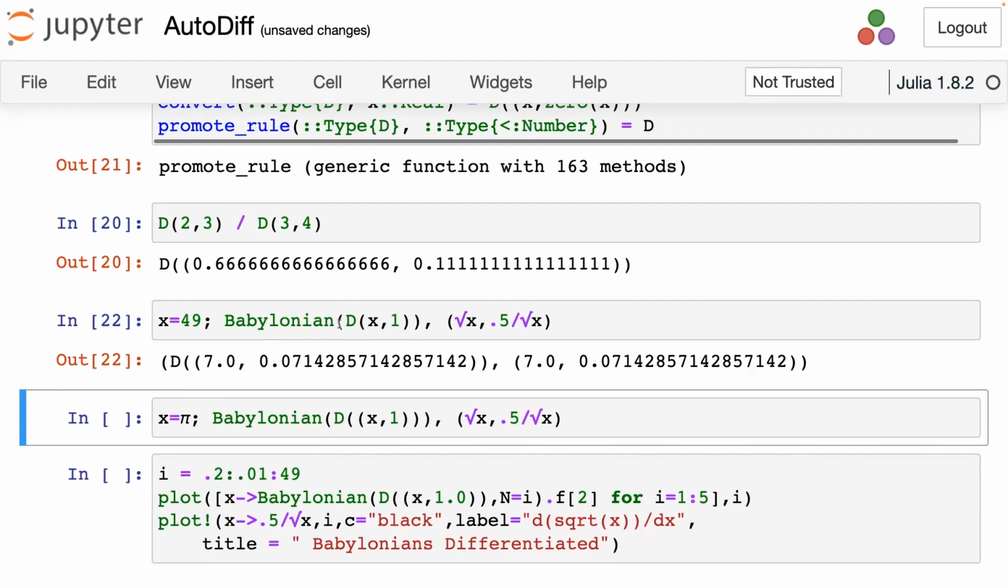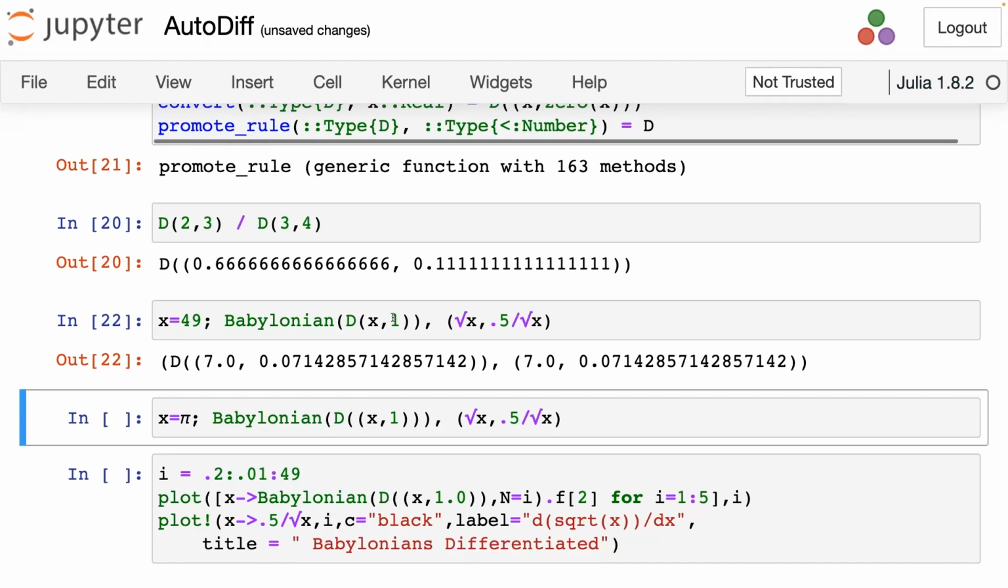I'm feeding the Babylonian algorithm 49, comma 1, right? This is how you seed; we'll talk more about seeding the start of the story with the number 1, or if it was matrices, it would be the identity. And we get the square root being 7. Yep, that's good. The square root of 49 is 7, right? And the derivative, which you all know, and we can let Julia check it for us, is 1/2 over the square root of x, is this number right here. Whatever 1/2 over 7 is, 1/14 or something, right? So this is the number 1/14.